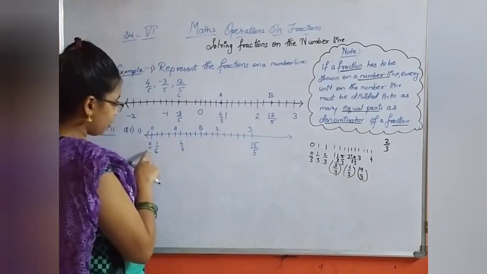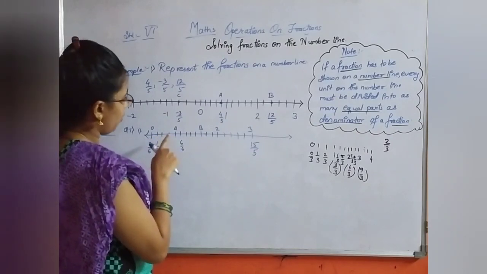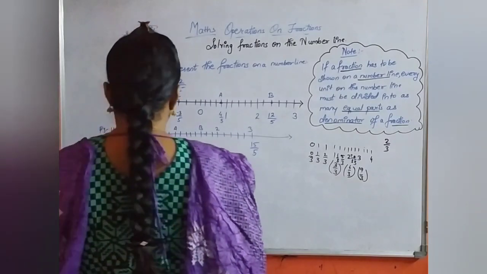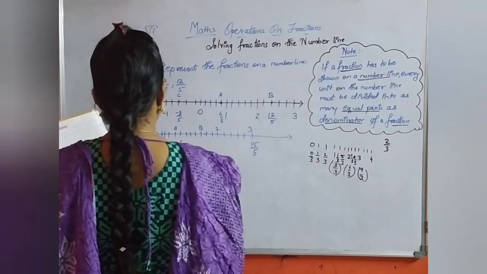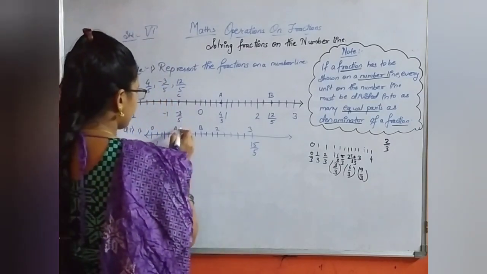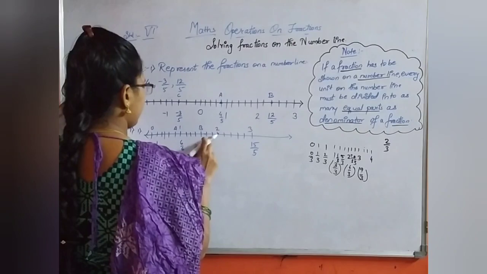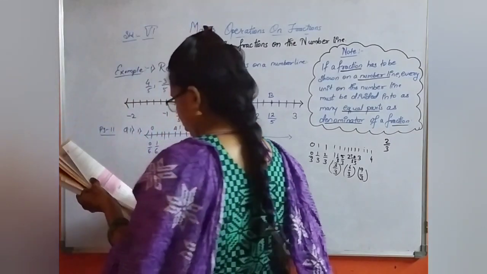6 units. So after 0 upon 6, I will have 1, 2, 3, 4, 5 and 6. So 6 upon 6 is 1. Then 7, 8, 9, 10, 11, 12. So this is 2. So likewise we have to do it.